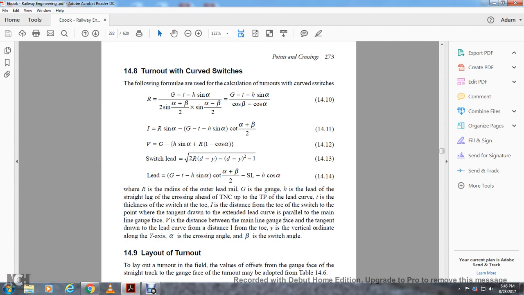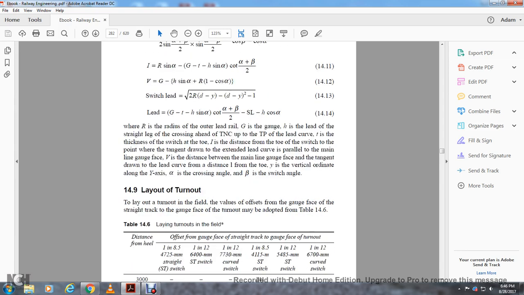T is the thickness of the switch at the toe, then L is the distance of the toe of the switch from the tangent point, with the extent of the lead of the curve parallel to the main line gauge face. V is the distance between the main line gauge face and the tangent point with the lead curve at the distance of 1 from the toe. Y is the vertical ordinate along the Y-axis, A is the crossing angle, and B is the switching angle.